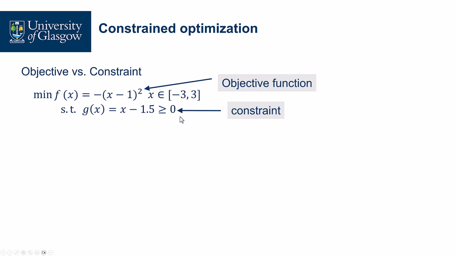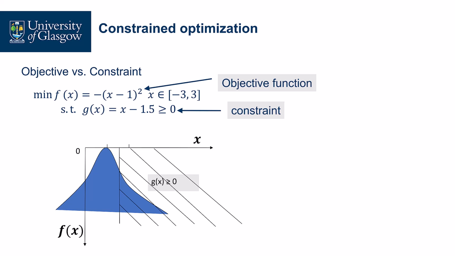Here we have another thing. We call it a constraint. We call it subject to g(x) = x - 1.5 larger than or equal to 0. It means that under this condition, when this is satisfied, then we minimize the value of f(x). So this is different from the previous problems, and there is only one objective function.